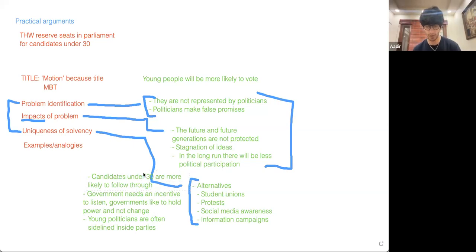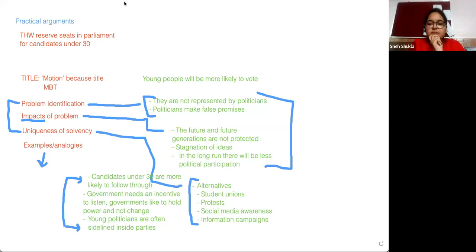But you need to go further. I don't want to spend too much time on this, but in the debate, you'd also need to go further to explain why candidates under 30 won't get power unless there are reservations. So these two are linked. But yeah, let's have enough of that. Last part again, examples and analogies.